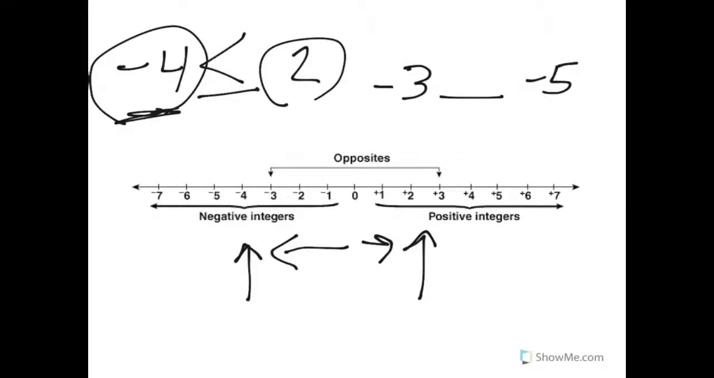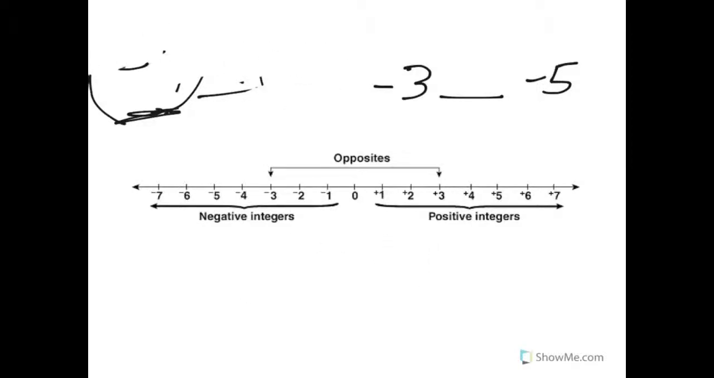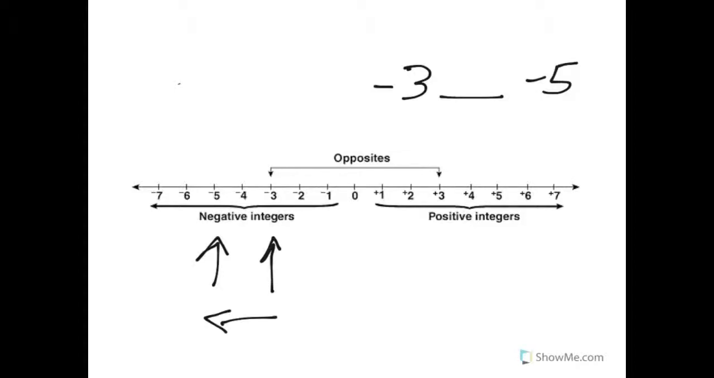Let me do a quick erasing here so we can just focus on this problem. Okay, there we go. Negative 3 and negative 5. Negative 3 is here. Negative 5 is here. Negative 5 is farther to the left. Negative 3 is actually farther on the right. So which one is greater? Well, negative 3 is greater than negative 5.